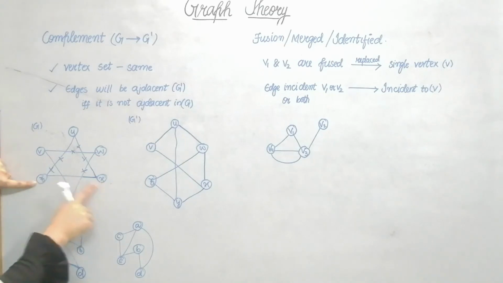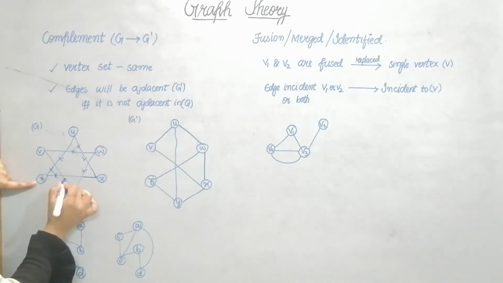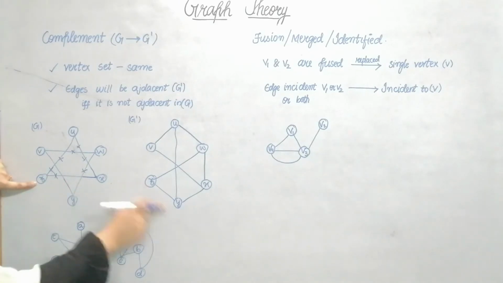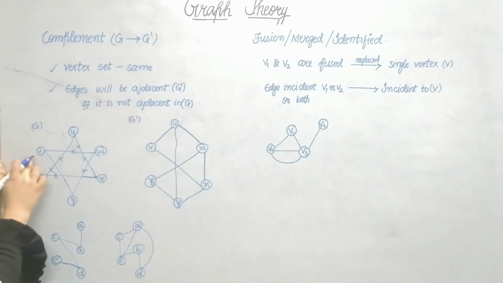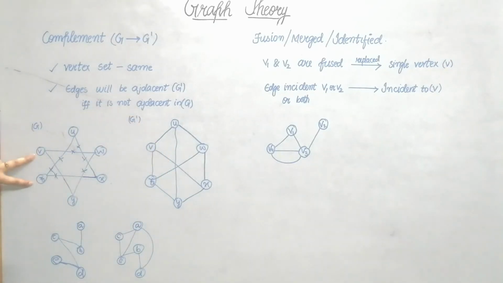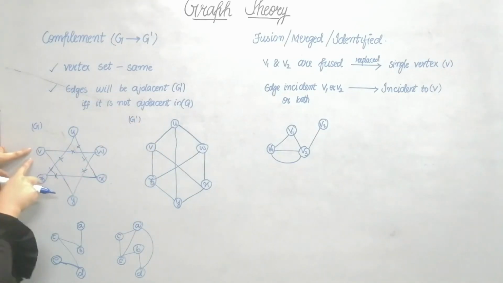Okay. Z to X. Yes, there is an edge. We are not going to take it. Z to Y. There is no edge. We are going to take one. Okay. Z to V. There is no edge. So we are going to take it. Okay. Clear? Now let's see for the V.